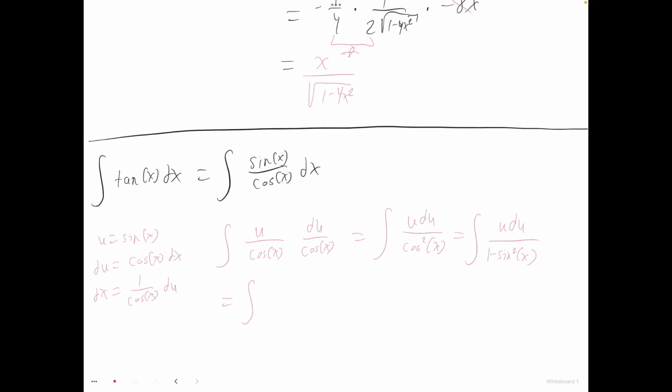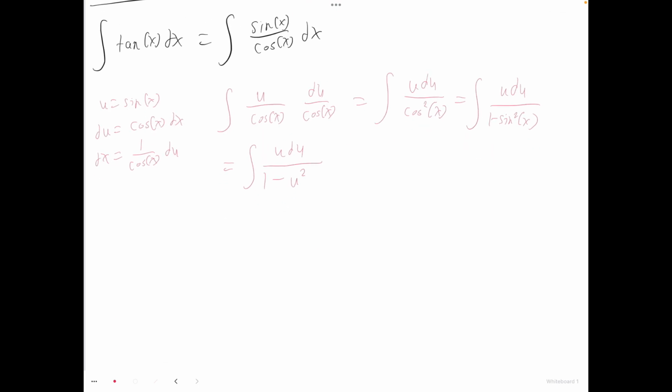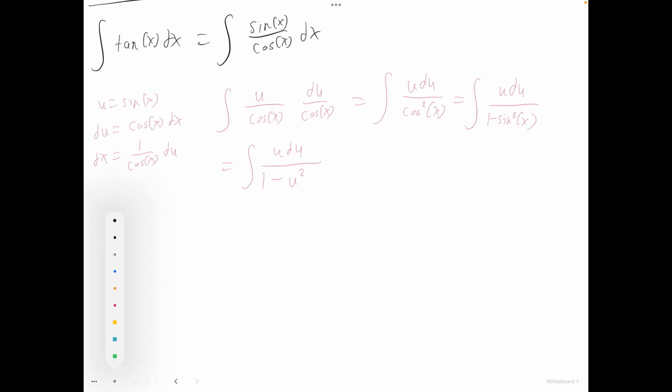And we know that we have u du over 1 minus, but sine is u, so this would be 1 minus u squared. And so we could take the antiderivative of u over 1 minus u squared, and we get the same answer as what we do if we just pick u to be cosine. So we're going to just pick u to be cosine because it simplifies things a lot.